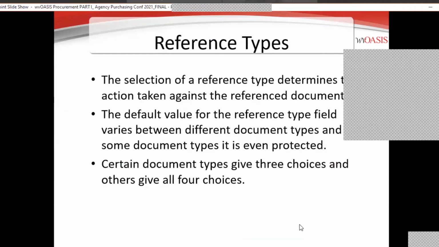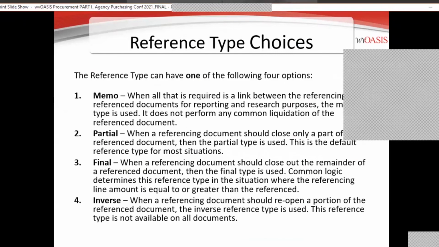The reference type determines the action that's to be taken against the reference document. The default value on those is going to vary from one document to the next. Some of the line references are partial and final. They all have a specific role that they play, and depending on the type of document, it determines which options you're going to have available to you. These are the four that you would typically see on some of your procurement documents, and then some of the documents in the post-award process, like your INs and some of the corrective documents.